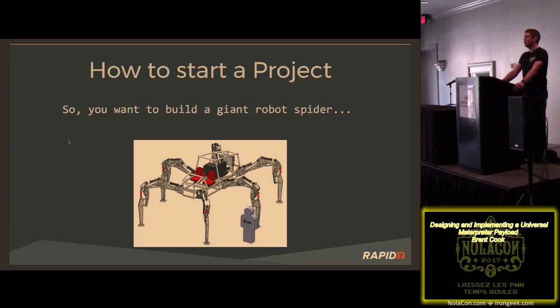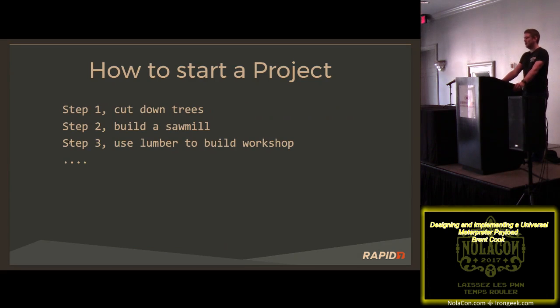Obviously, what do you think you should do when you want to build a big project like this? What's the first step? Obviously, you need to cut down trees, build a sawmill, and use the lumber from the sawmill to build a workshop. Because you can't build a robot spider if you don't have a workshop. So the guy goes through 100 different videos, and the first thing he does is build all the infrastructure he needs to produce the raw materials that he then uses to build the robot spider.